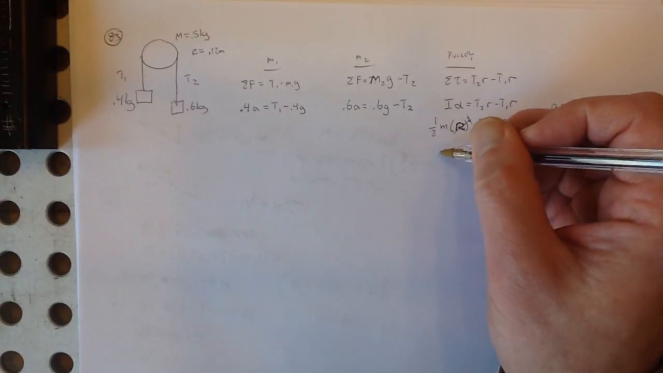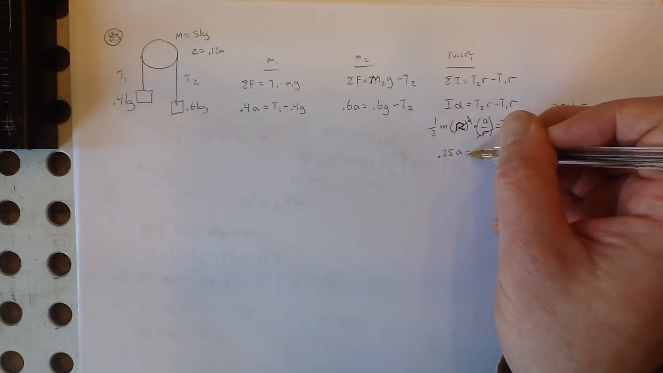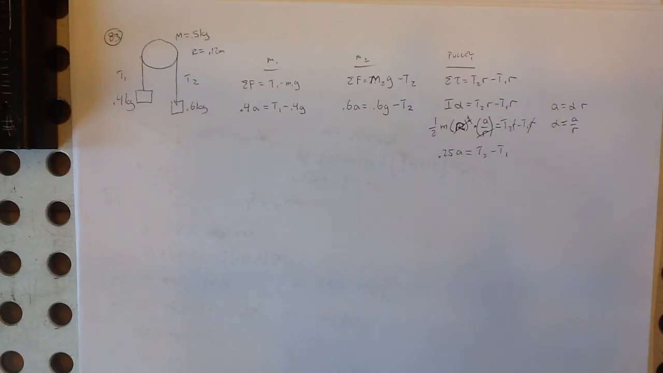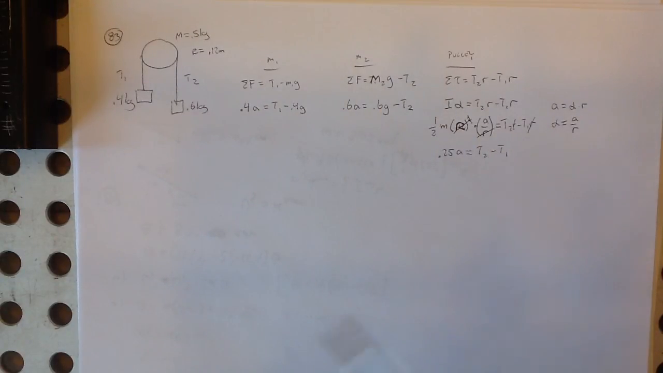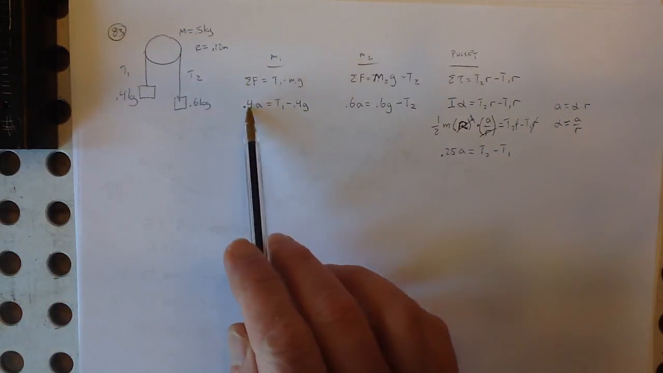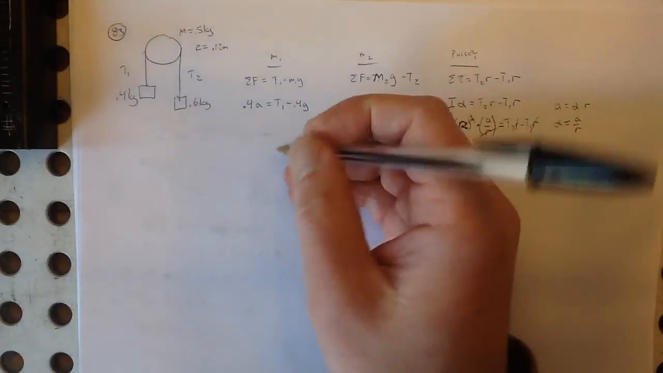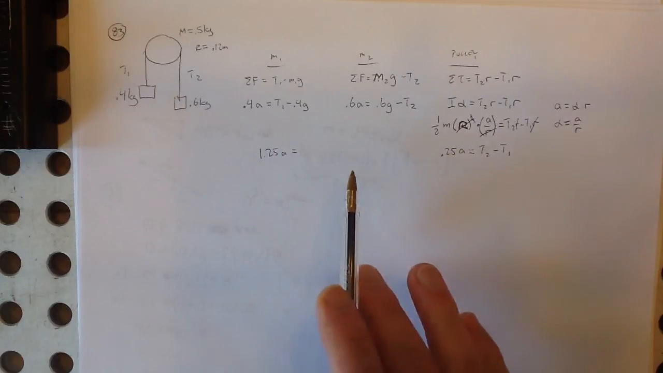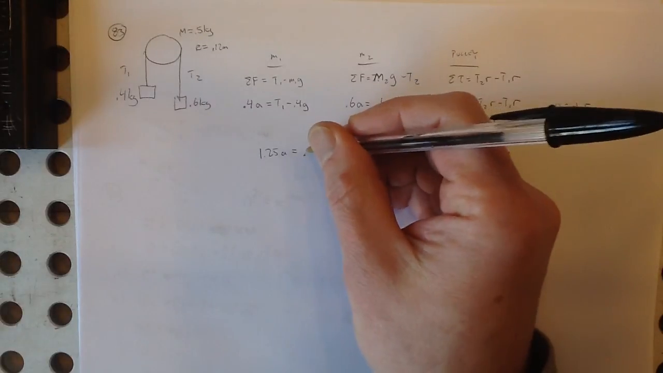Right? So that gives me 1/2 times the mass of the pulley times A is equal to T2 minus T1. And now I have a very similar situation to things that we've seen before. I can add all three of these equations together. The T2s will cancel, T1s will cancel. So I end up with 0.4a plus 0.6a, that's a whole a, plus 1/4 of an a, 1.25a, equals, all the T's are going to cancel out, so I have 0.6g minus 0.4g, which is 0.2g.